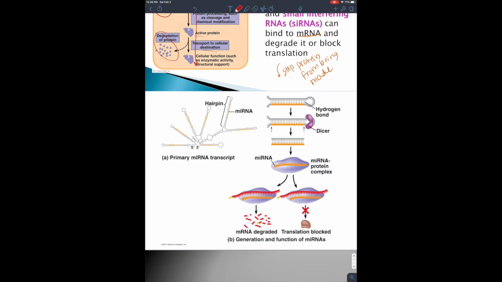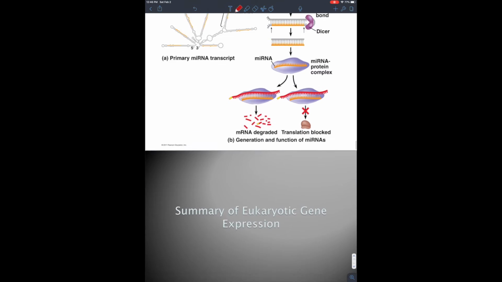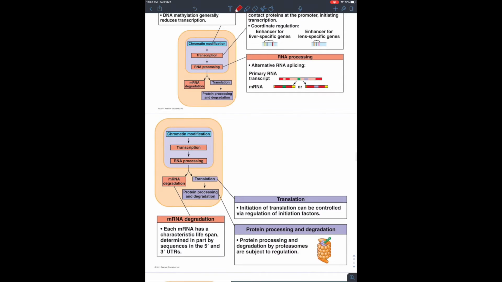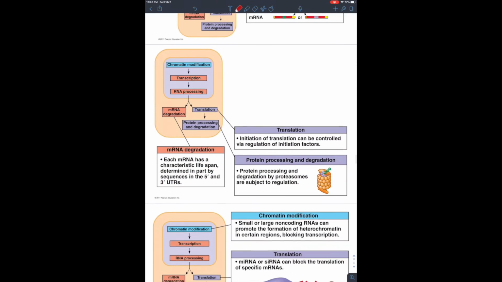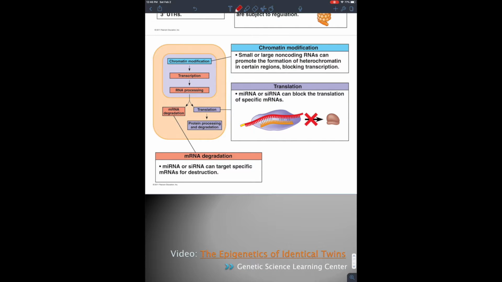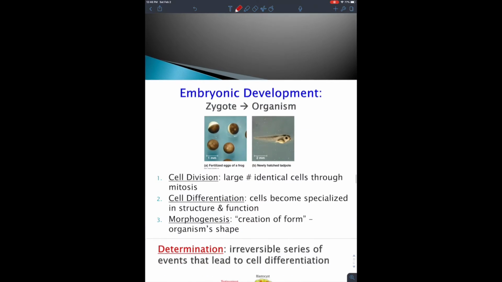There's a little bit of a better picture of that whole process that I just talked about. Here's a nice video for you to watch. Here's a quick summary of pictures and little blurb boxes for gene expression, chromatin modification. And now let's get into embryonic development.